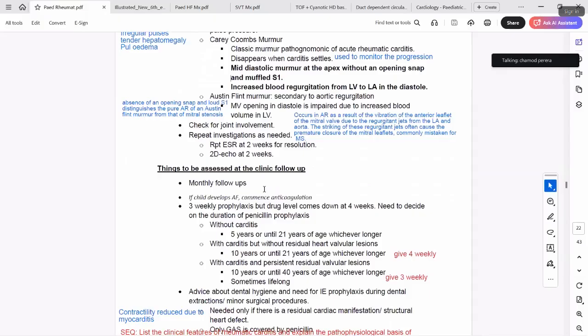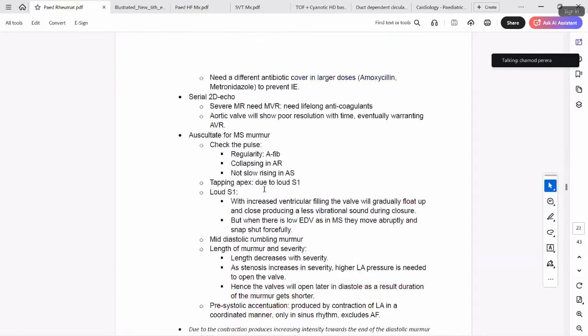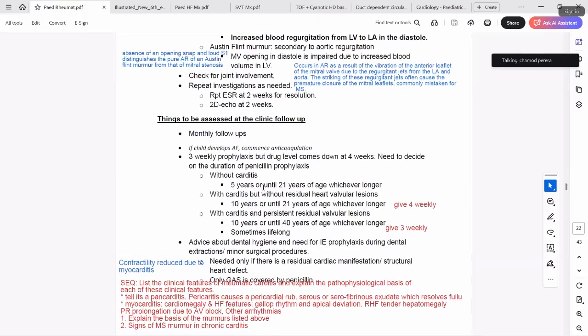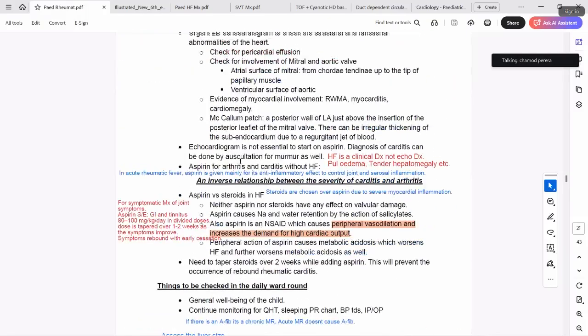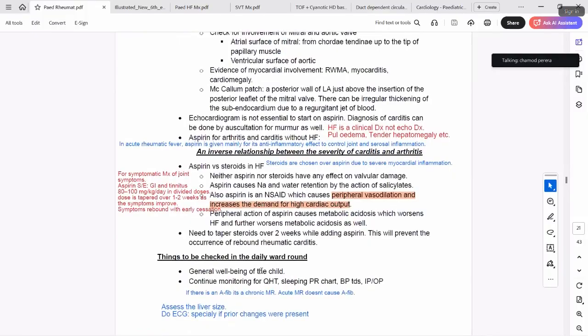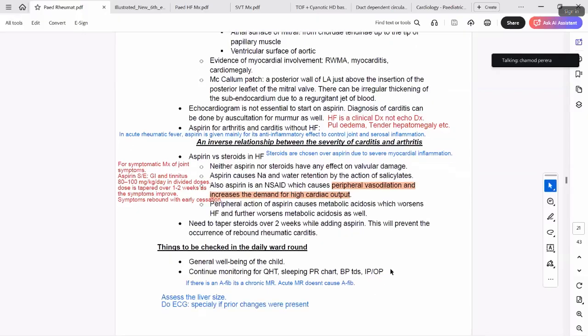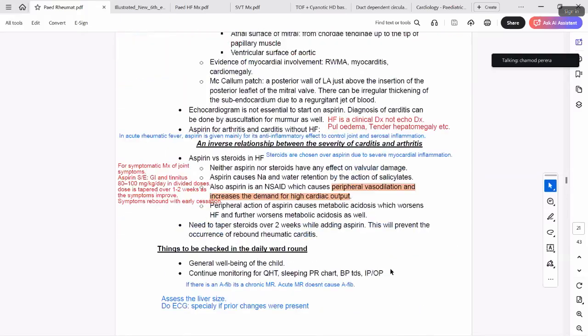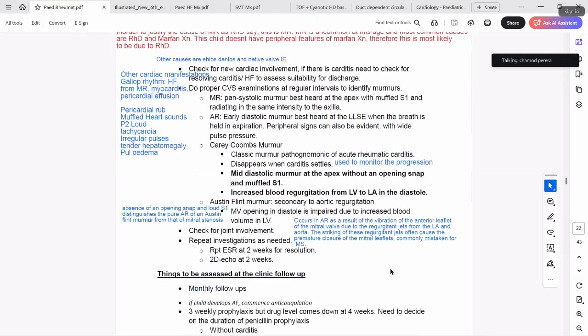Right, and the other thing they will ask, especially in the long case, is what things you are going to monitor in the patient in the clinic, like the follow-up, right? And what things you will monitor in the patient in the daily ward round. So on the daily ward round, the monitoring will be the general well-being, sleeping, pulse rate, blood pressure, input, output. Those are the things you will need to monitor. And you repeat the investigations as needed, including the ECG and 2D echo, right? Those are things that need to be repeated.